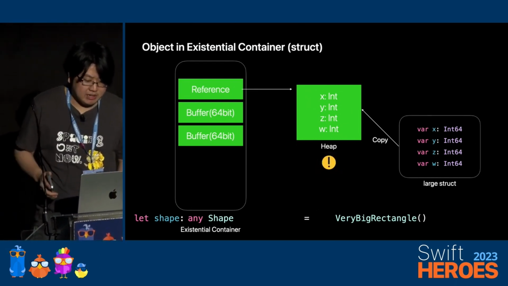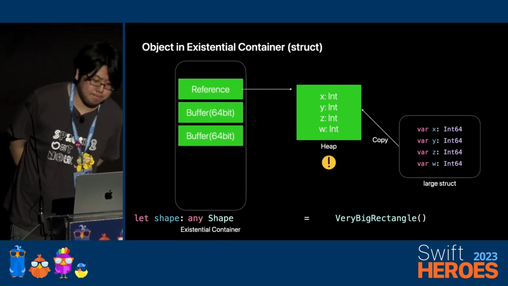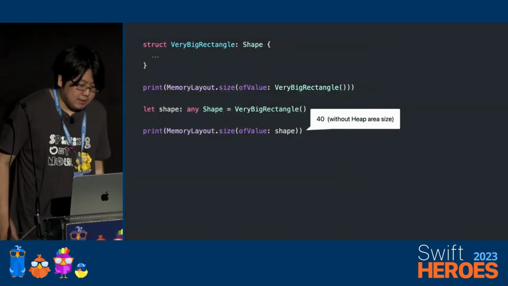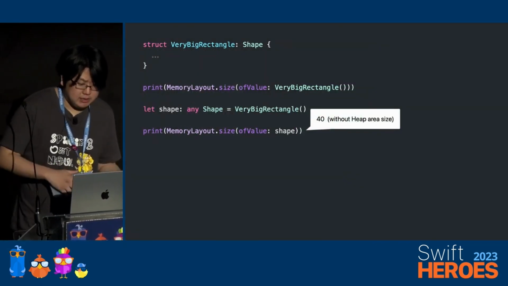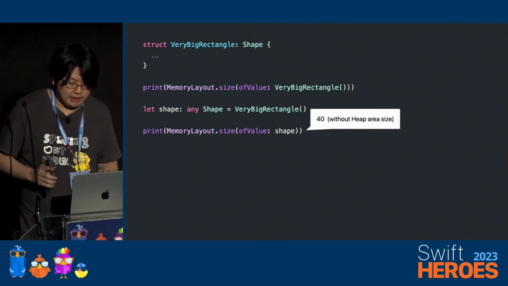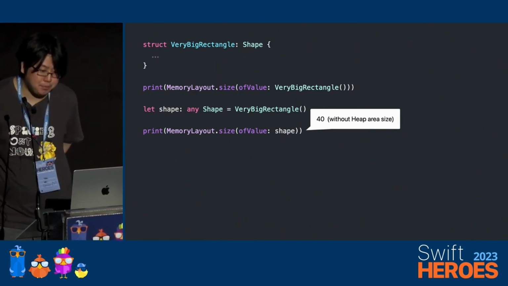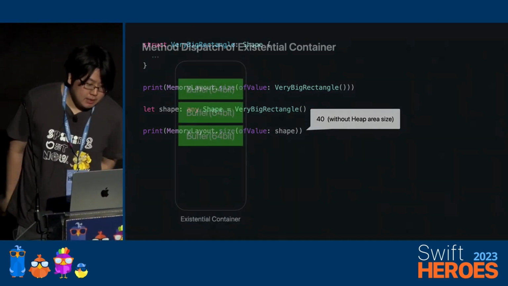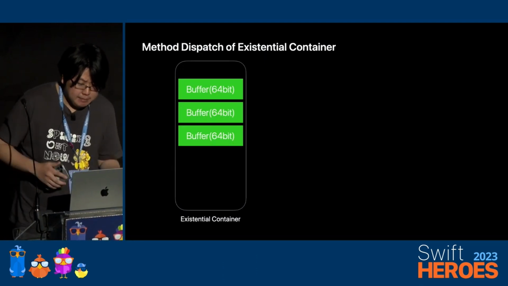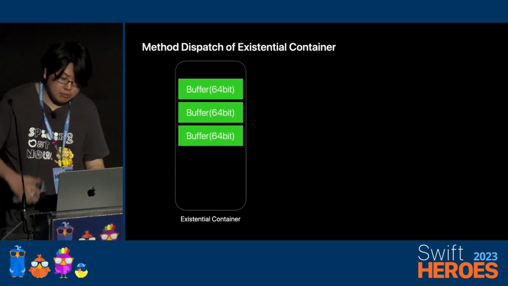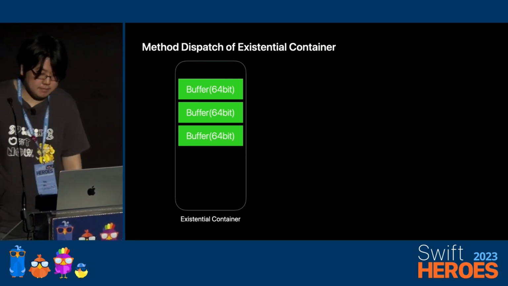Normally, allocating and using heap space has lower performance than normal struct usage. At first, VeryBigRectangle looks like only 40 bytes for the container. However, there is a heap area allocated by the container in memory. As we have seen, the existential container has a mechanism to assign any value into the container, and it has a performance cost. Next, I need to talk about method dispatch.